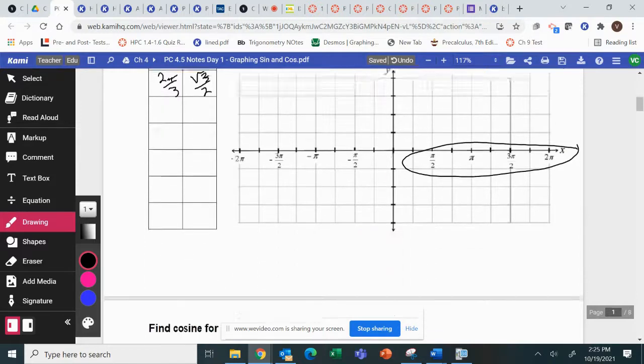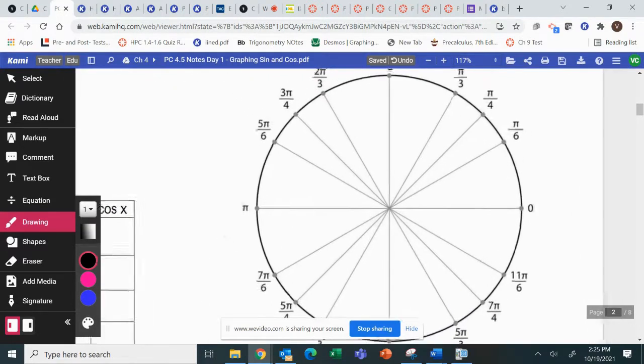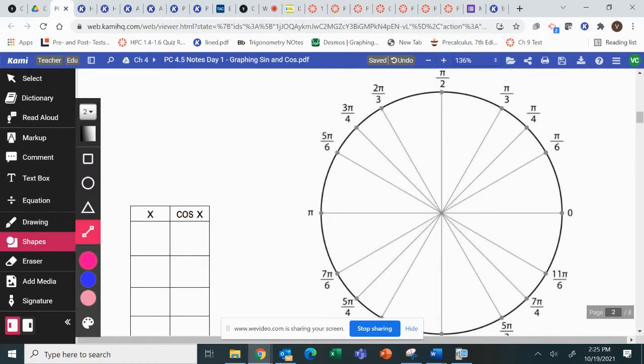Go to the next page in this packet, and now we're going to look at the cosines. For each of the angles, we're going to look at the cosines, and I'm going to do the same thing I did. The cosine is the length of the x. So for the first one, for 0, the length of x is the longest one, which is 1.